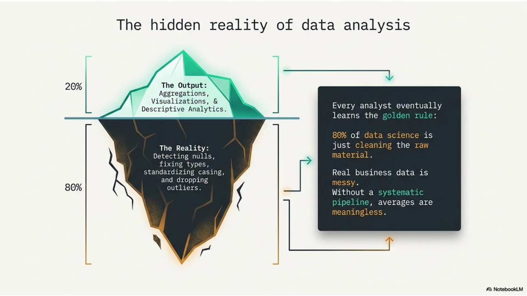Every analyst eventually learns the golden rule shown on the right. 80% of data science is just cleaning the raw material. Real business data is messy. Without a systematic cleaning pipeline, averages are calculated on mixed types and silently produce NaN, or missing values. Charts have gaps, filters miss records. The refinery is what makes the analysis trustworthy.